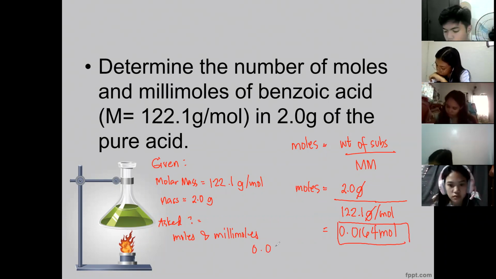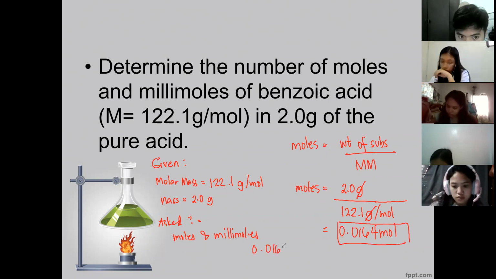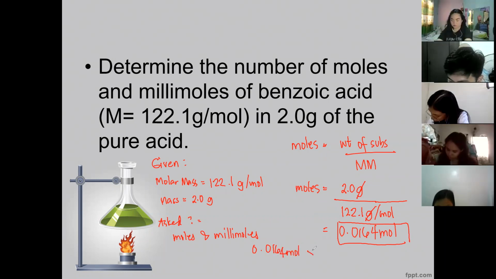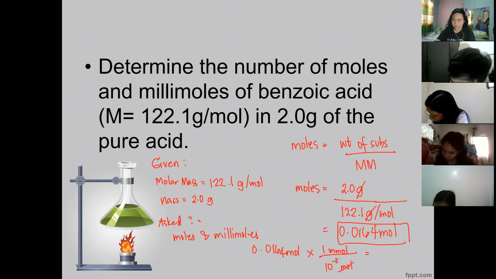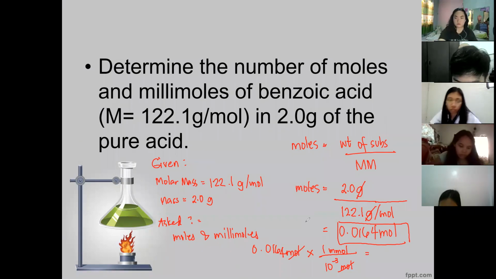And now we will just convert this. I-convert lang natin ito, 0.0164 mole times, ano nga yung conversion factor natin? Sa isang millimole daw, meron tayong 10 raised to the power of negative 3 mole. So we can cancel this and let's do the math. 0.0164 divided by 10 raised to the power of negative 3.